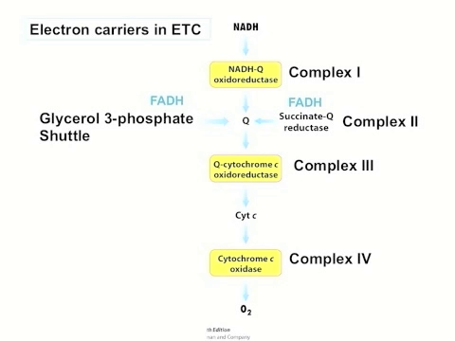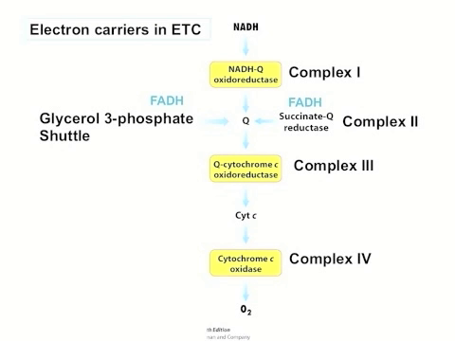NADH is at the top of the list. It has the highest electron transfer potential, and it's going to donate electrons to NADH Q oxidoreductase. This enzyme is also known as complex 1. The next is FADH2. This can come through the glycerol 3-phosphate shuttle or from succinate dehydrogenase. Succinate dehydrogenase is also known as succinate Q reductase, complex 2.